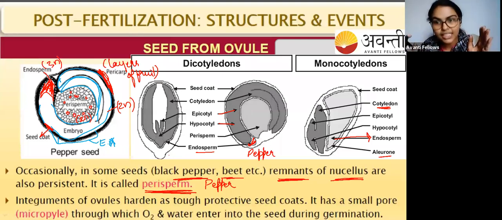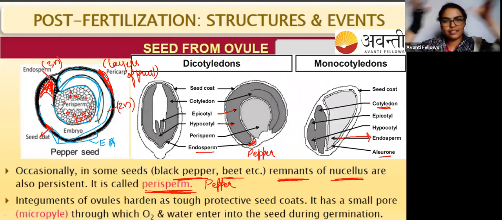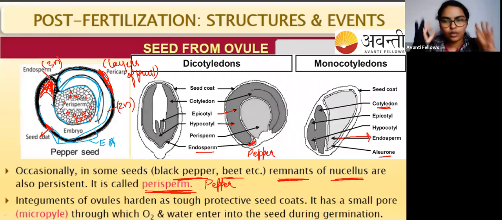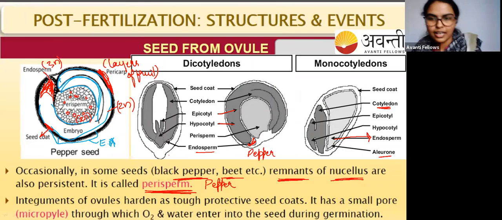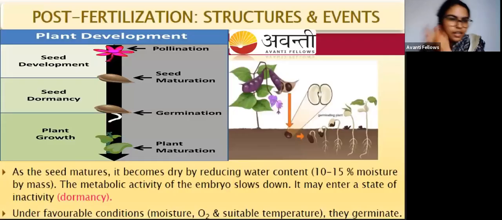Initially the nucellus will be outside, meaning outside the embryo sac. But now the embryo is completely mature, hence the perispermic tissues are inside. Now there is another concept called seed dormancy. So does anyone know what seed dormancy is?